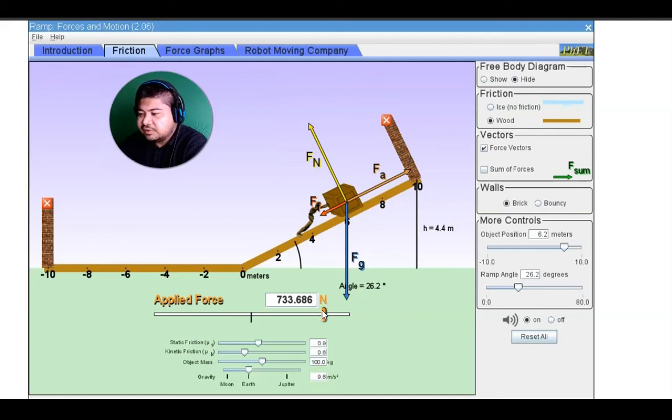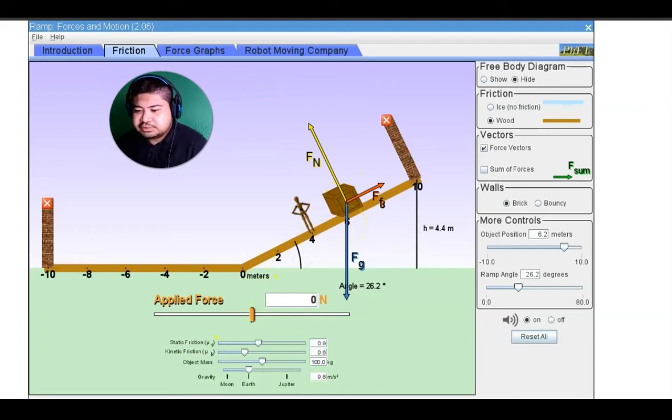And then the frictional force suddenly changes direction. Now the frictional force is acting against the Fa. If we remove the Fa, the force is acting that way. So that is how frictional force works. It always opposes the motion of the object. Alright, that is all for this simulation. We'll go back to the slide.